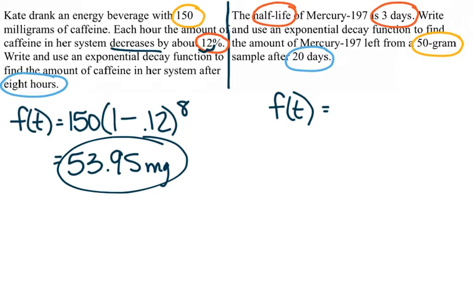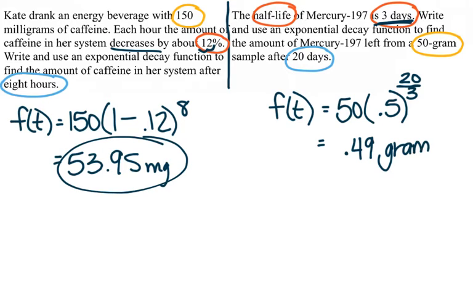Okay, so we're starting with 50 milligrams. My rate, we're talking about half-life, so it's just 0.5. And when you do half-life, it's the amount of time divided by the half-life. Alright, so our time is actually 20. So we're going to put 20 divided by 3. And remember, divided by 3 because that's the amount of half-life. So every 3 days you go down half. Alright, so when I put this in my calculator, I get 0.49, and this is talking about grams.